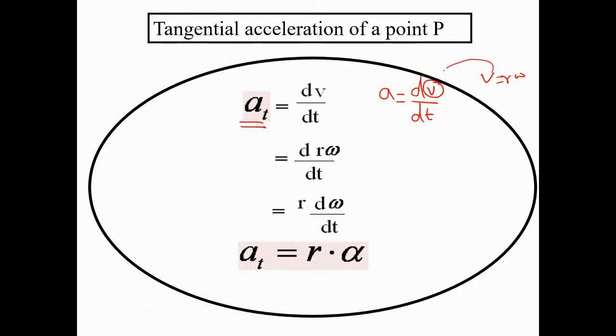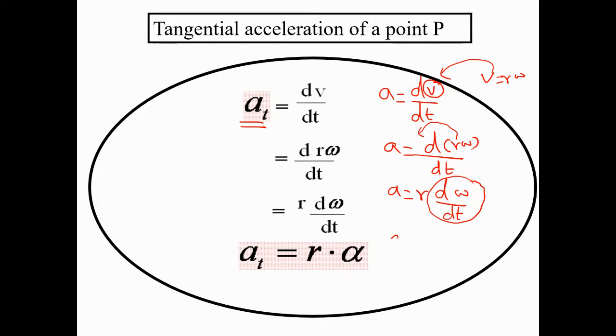Now I am going to substitute here. If you substitute, what do you get? My a is equal to d of r omega over dt. Am I right? And our radius is a common, constant value, so I take it outside. So what do you get? r multiplied by d omega over dt. What is d omega over dt? Alpha. This is angular acceleration.